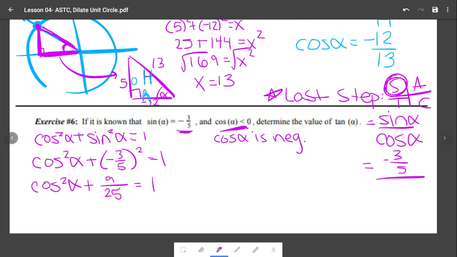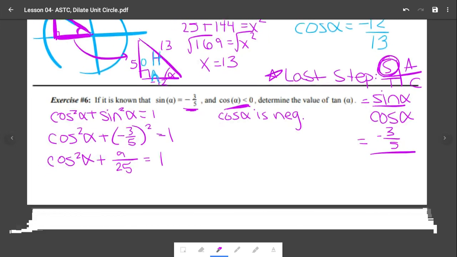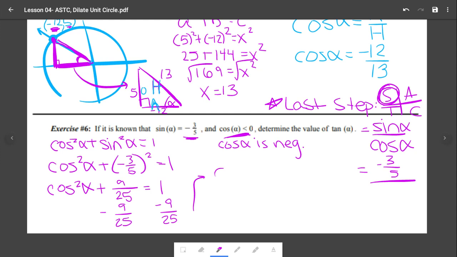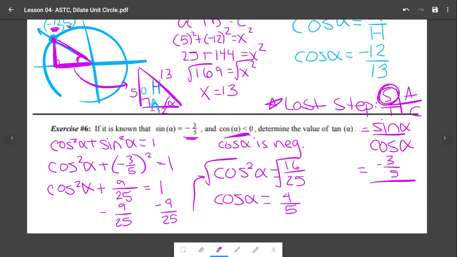You could use a decimal if it's a nice decimal. If it's not, please do not use a decimal. Make it a fraction. Subtract it to the other side. So we get that cosine squared is equal to 16 over 25. Take the square root. So cosine, we get 4 over 5. But remember, we said cosine is negative. So we're going to put a negative with that cosine. So cosine is negative 4 over 5.